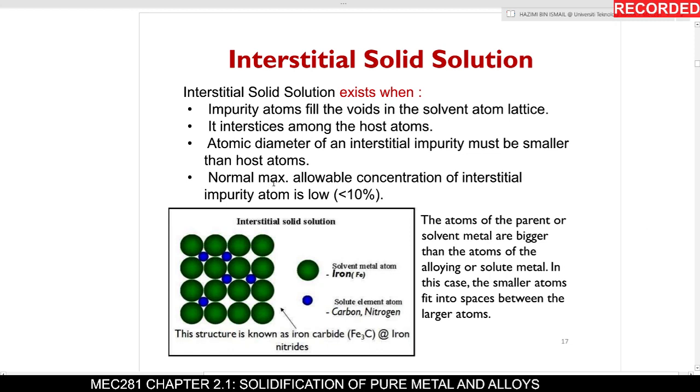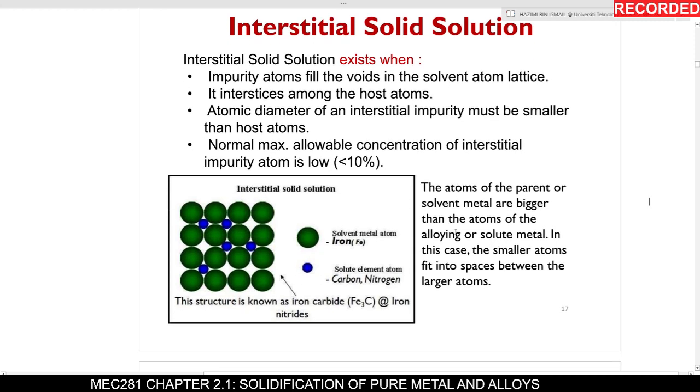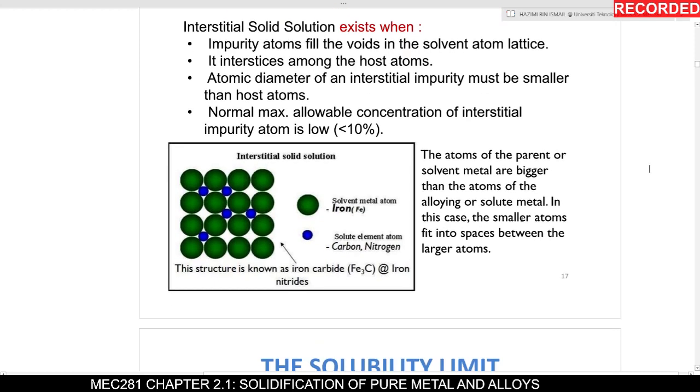The atoms of the parent or solvent metal are bigger than the atoms of the solute metal. In this case, the smaller atom fits into the space between the larger atoms. This example shows iron carbide.